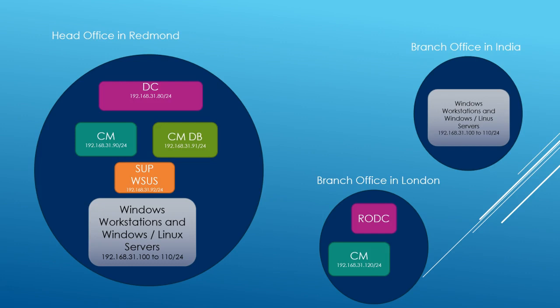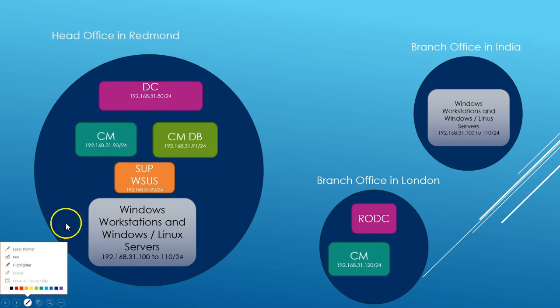Now if you look at a company, maybe ABC, which has a head office in Redmond, definitely the company will have a domain controller and maybe some servers and workstations with a subnet. For example, in this case, CM stands for configuration manager, which is nothing but an SCCM server, and this is the SCCM server IP.